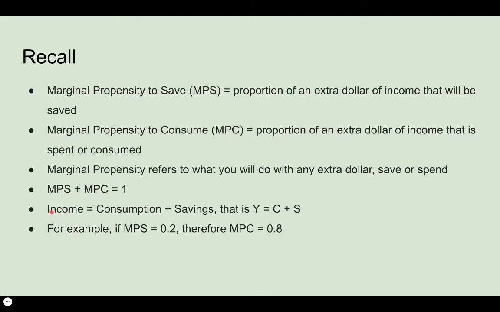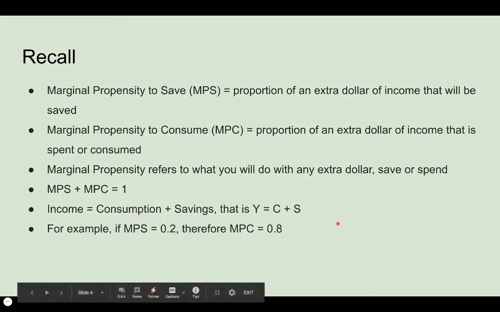And we also know that out of your income, you can either spend it or save it. So that gives us this formula here as well. Income equals C plus S. So for an example, if your MPS is 0.2, then the MPC must be 0.8 because they'll equal 1. So if I was going to give you an extra dollar, that means this person is going to save 20 cents and consume 80 cents.